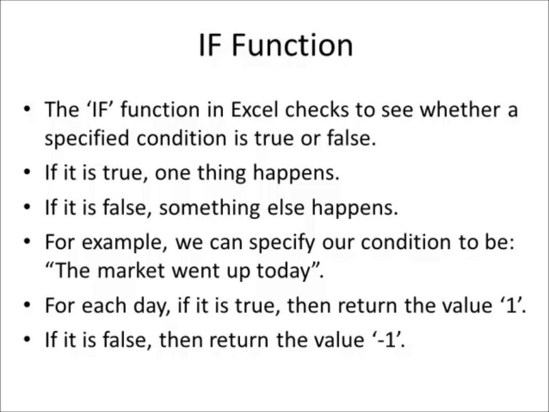We can, for example, specify that our condition is that the market went up today. Then every time that condition is true, so every time the market went up, the function will return the value 1. Every time it is false, so every time the market did not go up, i.e. it went down, it will return the value -1. And we can specify the values that we want to return. This is just an example. So let's go back into Excel and see exactly how this works.